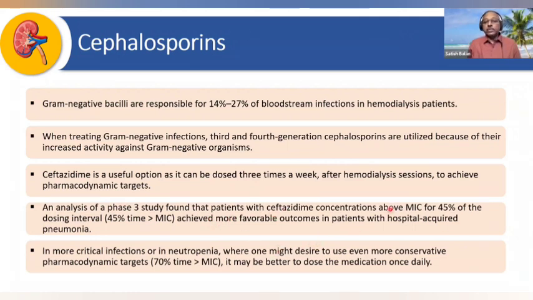And it was found that with these concentrations, the MIC was achieved for more than 45% of the time, and therefore more favorable outcomes are seen in patients with hospital-acquired pneumonia. But when there is a critical infection or neutropenia, you may like to give it once daily instead of thrice a week. So that may be one situation, but otherwise, generally, for instance, if you have Burkholderia or something like that, you can always give ceftazidime 3 times a week.